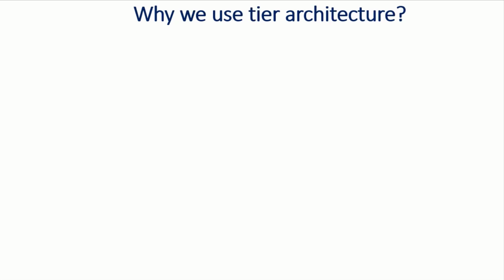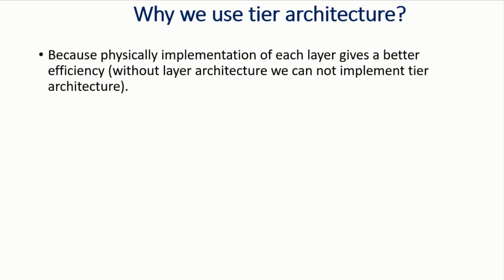Now, let's move on. Why do we use tier architecture? Because physical implementation of each layer gives better efficiency. Let me repeat once again because it is a very important point. We have already learned layer is a logical unit and tier is a physical unit. Because physical implementation of each layer gives better efficiency, we use tier architecture. One important note here: without layer architecture we cannot implement tier architecture.